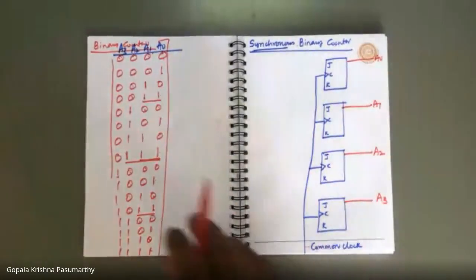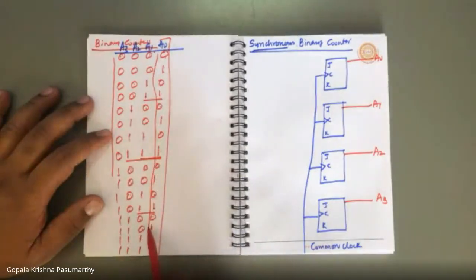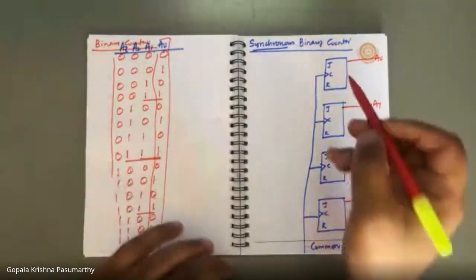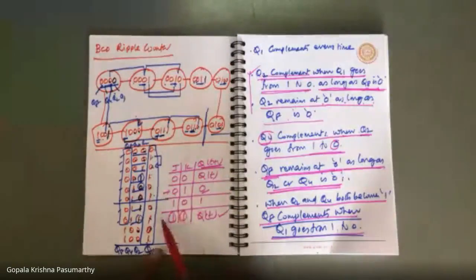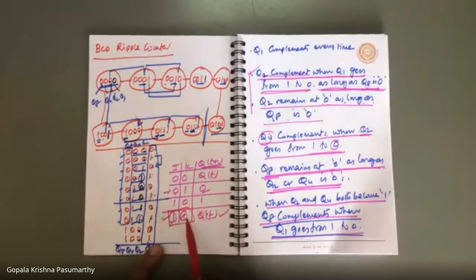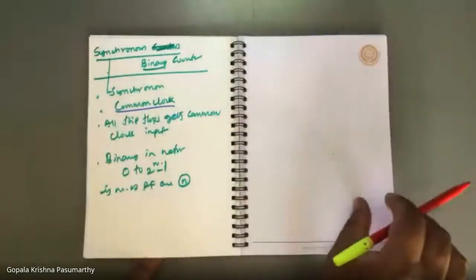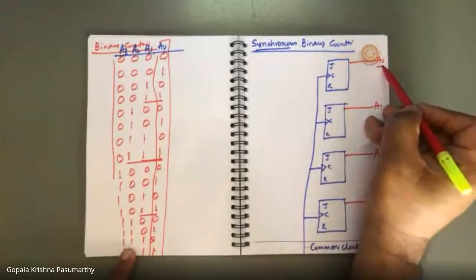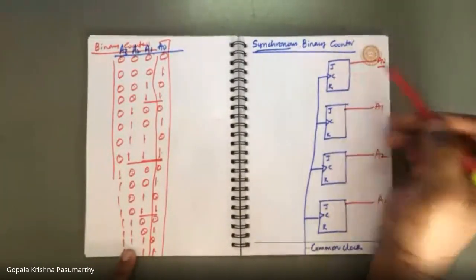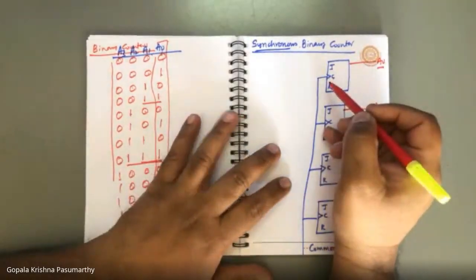So what did you understand from this diagram? A0 complements every time. So when does the JK flip-flop complement? The JK flip-flop complements when J and K are 1, 1. So from this transition, our deliberation was A0 complements every time. How do we complement A0 every time? Because the common clock anyway gets fired, we have to make both J and K as 1 and 1.